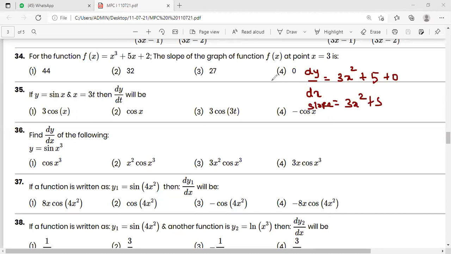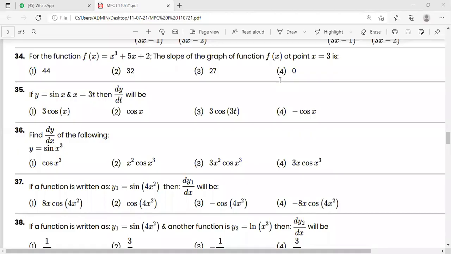And they're asking here the slope at a point x equal to 3. Then you just substitute x equal to 3 in place of x. If you substitute 3, 3 squared plus 5. And finally, 3 squared will be 9, 9 into 3 is 27, plus 5. Totally the answer will be 32.